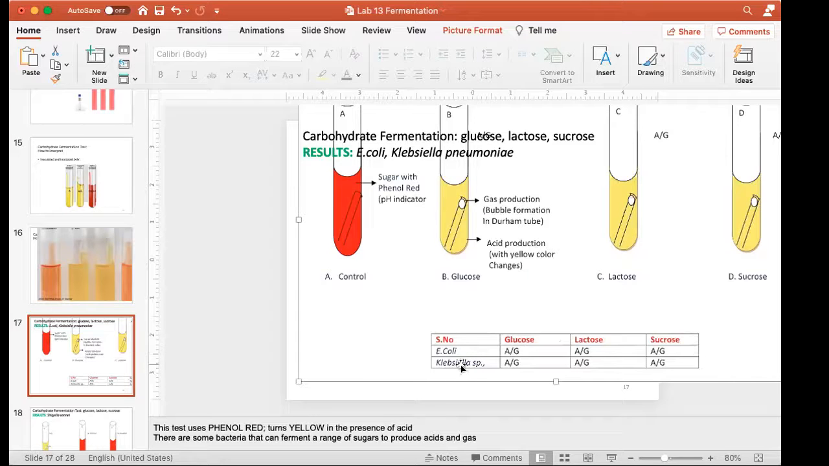And it turns out Klebsiella, in this case Klebsiella pneumonia, has the same abilities. Acid and gas for all three carbohydrates. Now, is that clear to everybody? Is it clear how you would interpret that test?